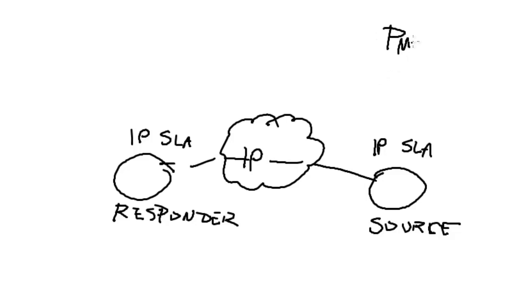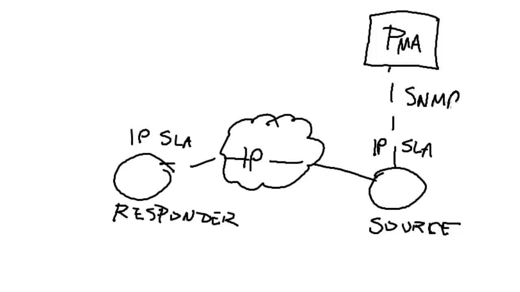It then can communicate with a performance management application via SNMP to provide real-time analysis of the network. It should be noted that IP SLA can communicate with any IP device on the network that's enabled for these types of measurements.